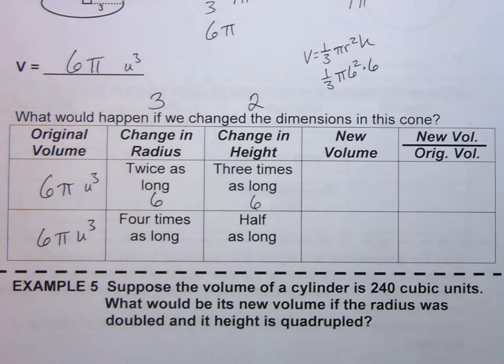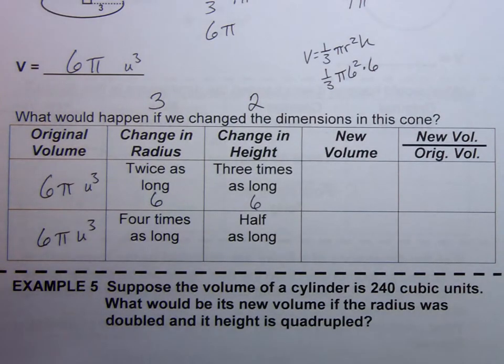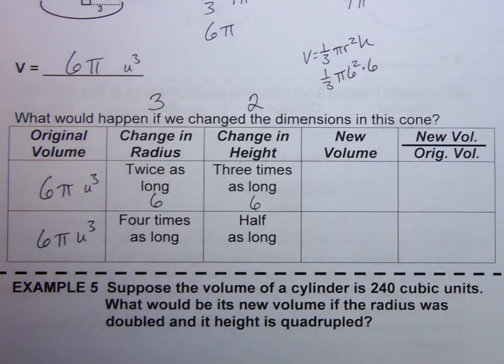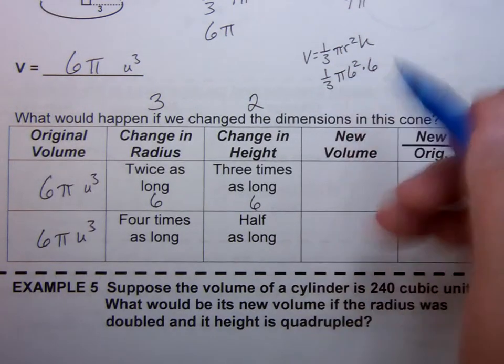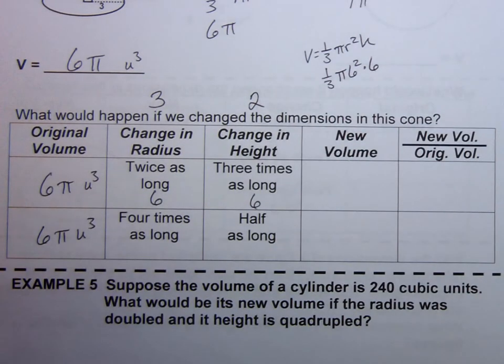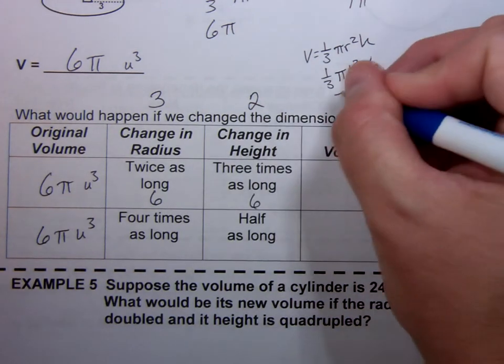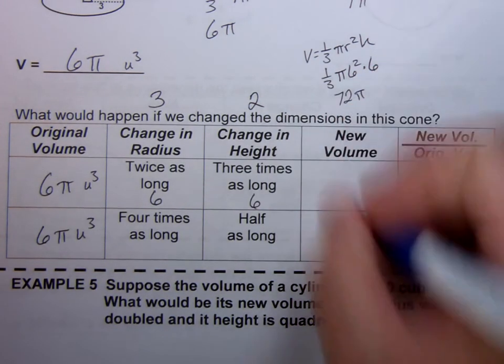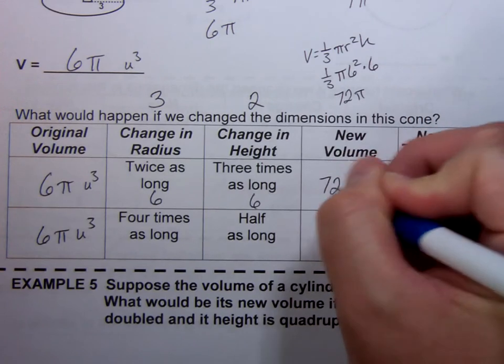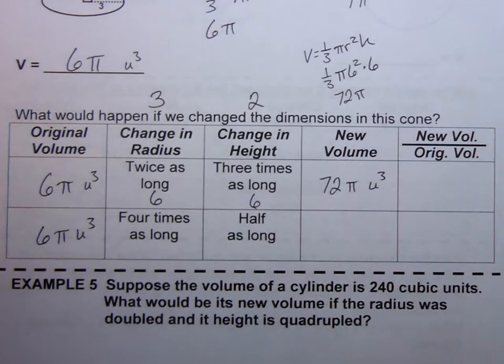So we put all that in there. Now remember, we're doing it in terms of pi, so I'm not putting pi in the calculator. So we got 1/3 times 6 squared times 6. And that gives me 72. And don't forget to put the pi right next to it. So 72 pi units cubed.